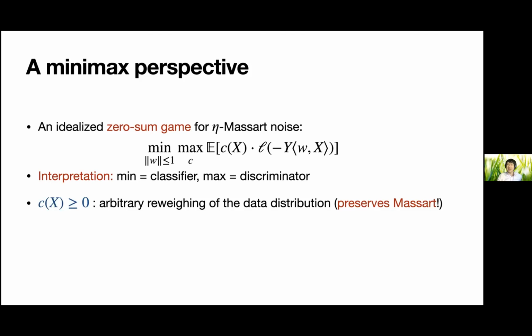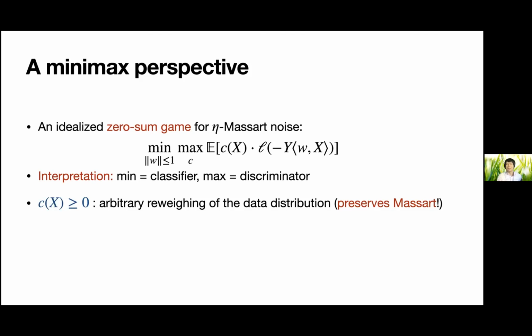And the max player in this idealized game is allowed to play any reweighting function C of x. And the really, really important thing here is that no matter what C of x you pick, no matter how you reweight the distribution of x, the joint distribution of x and y with the reweighting on x is still going to be a Massart half-space model.